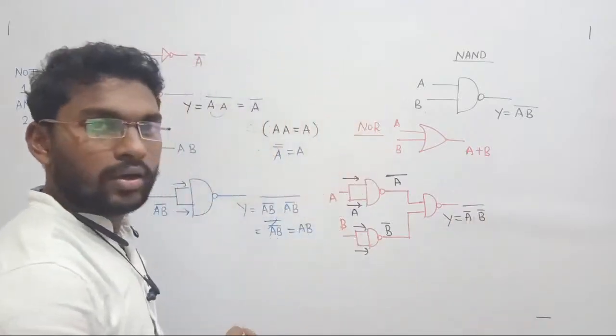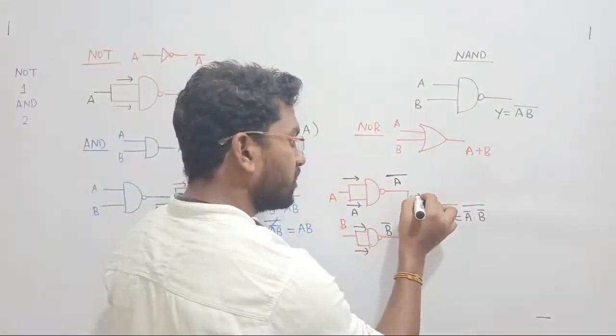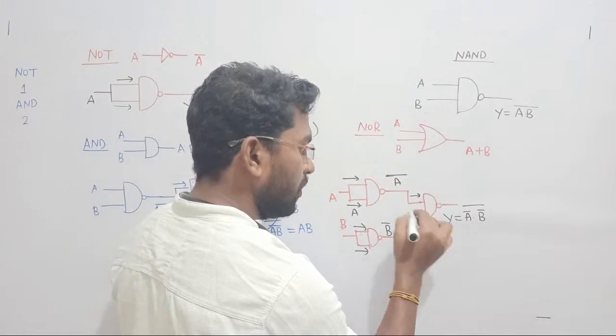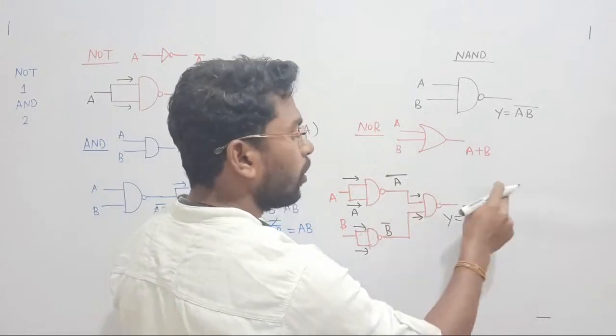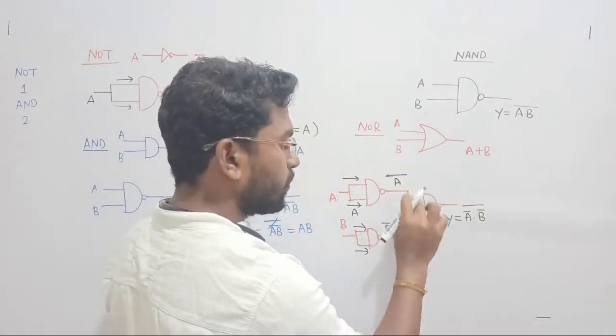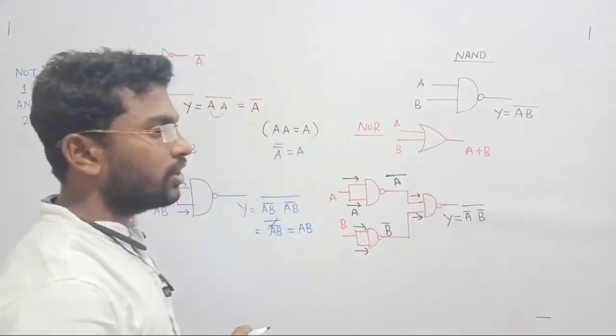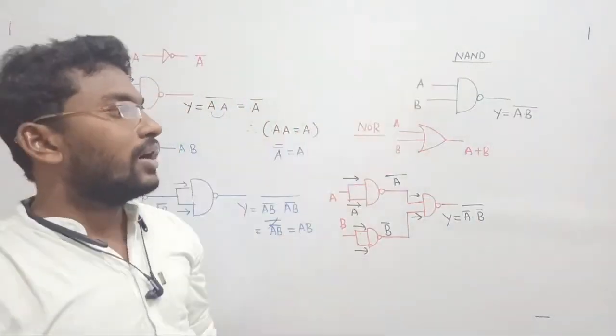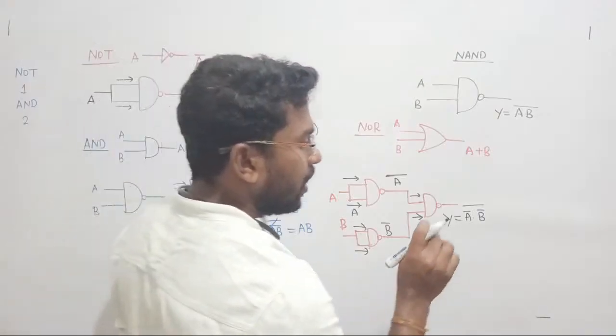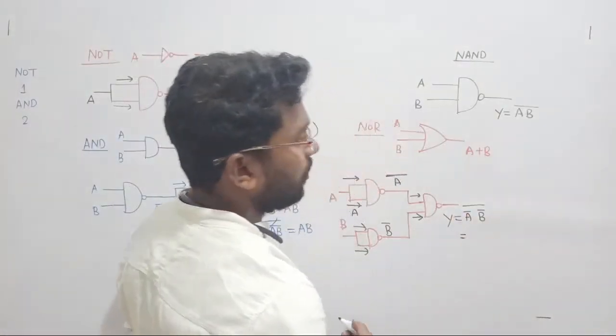Is that a mistake? No, because here I am passing A bar and here I am passing B bar. So A bar dot B bar whole bar. What is the output? For the two inputs you pass, you have to take the whole complement. That is the output of what? NAND gate. Such that, according to De Morgan's law, this function can be written as follows.